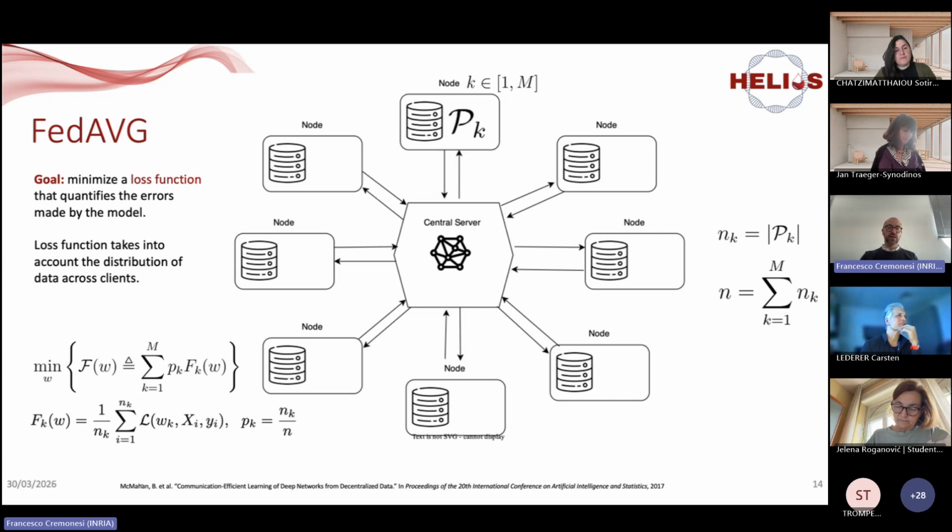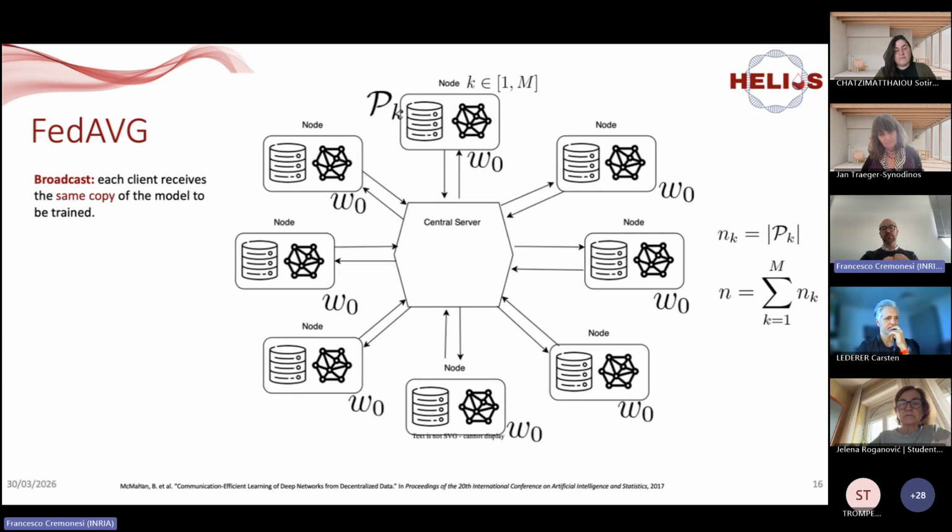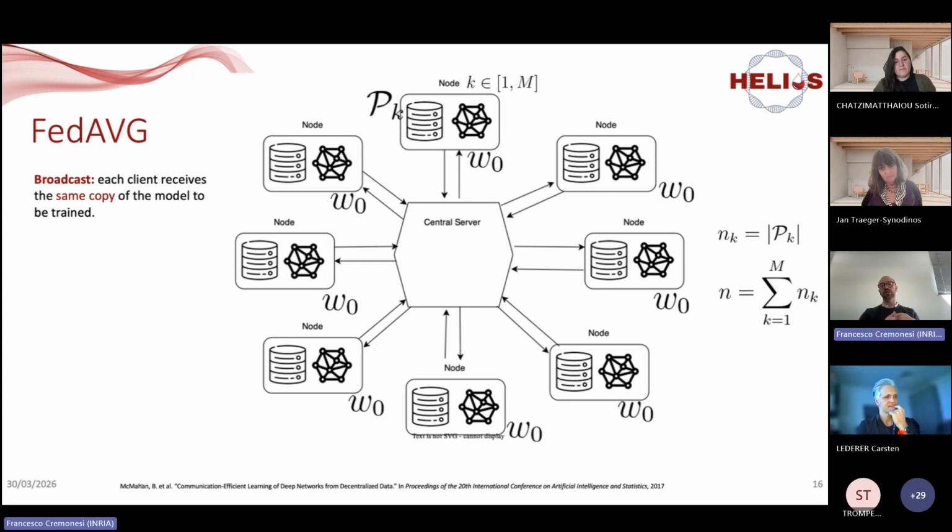And okay, let's forget the math. The idea is we will start with a central server who initializes a model. So remember this long list of parameters that I talked about. And the initialization can be completely random. So it will just be a bunch of random numbers. And this bunch of model parameters that initially are fully random will be distributed to all of the different hospitals, clients, nodes, however you want to call them.